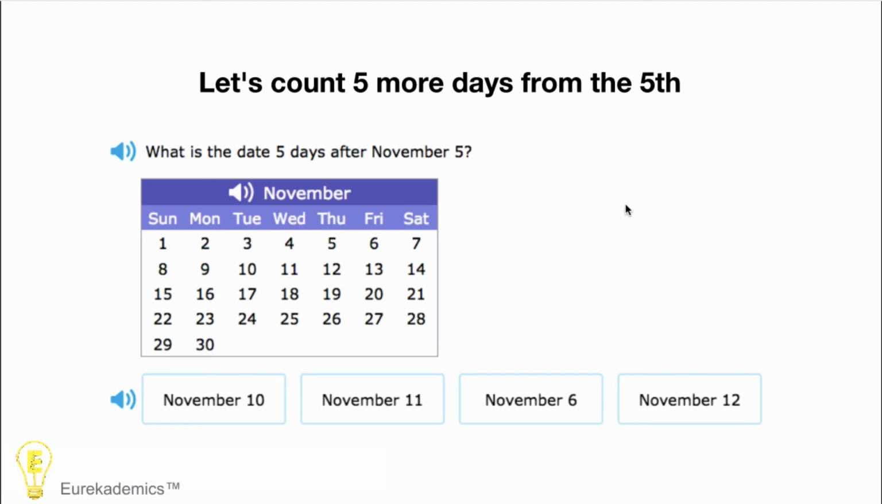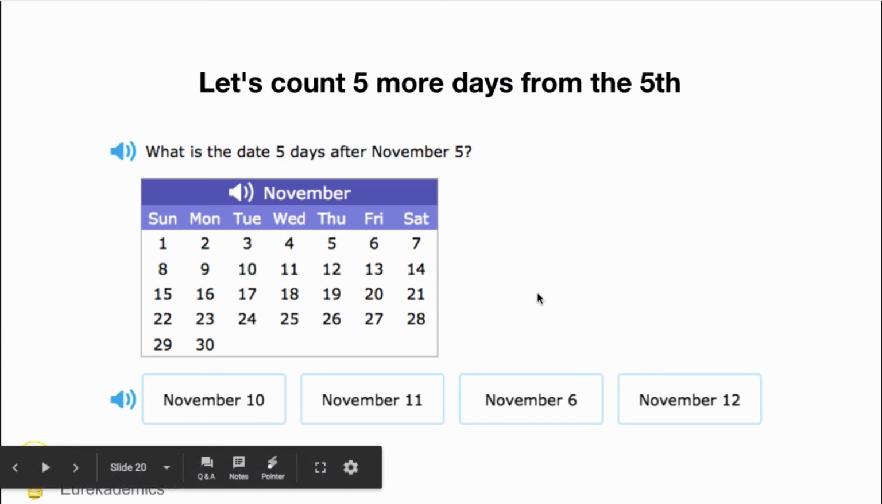Let's count 5 more days from the 5th. So we're going to use this concept of counting to unlock and learn addition right away. So let's say it's November 5th, it's Thursday, and let's say your birthday, you find out, is five days from now. What day is your birthday on? We need to get 5 more days forward on the calendar till our birthday. So here we go. We're on Thursday the 5th. We're going 1, Friday the 6th, 2, 3, 4, and in 5 days it will be Tuesday the 10th. Good job.